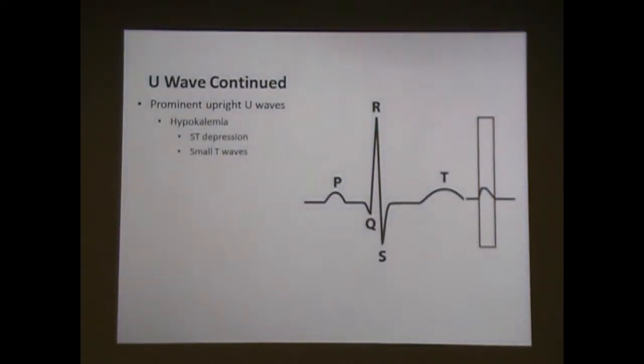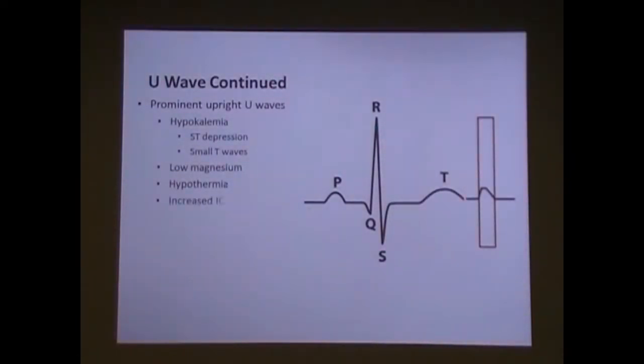You can get prominent upright U waves with hypokalemia. You also get ST depression and small T waves. With hypokalemia, it's important to remember that magnesium follows potassium. Okay, so if you have someone that's showing these U waves with some ST depression and small T waves, you can theorize that they have low potassium and that their mag's low. And if their mag's low, they're also at risk for torsades again. So just one of those things that make your ears perk up and think about what else is going on in the picture.